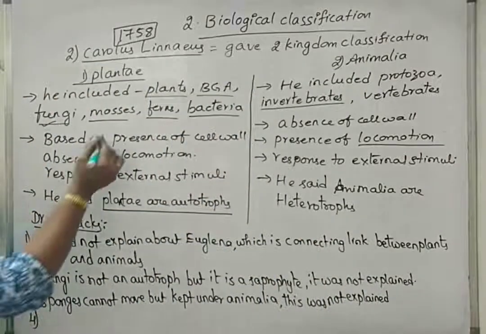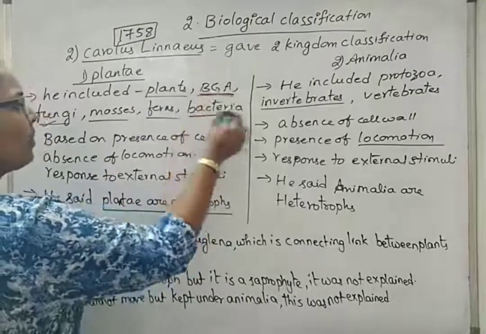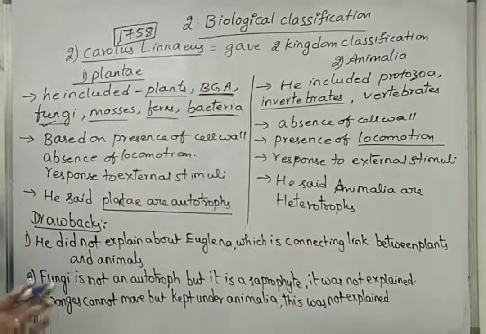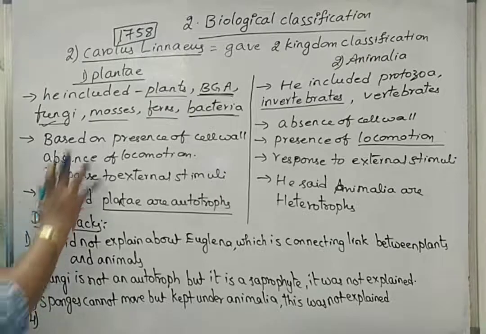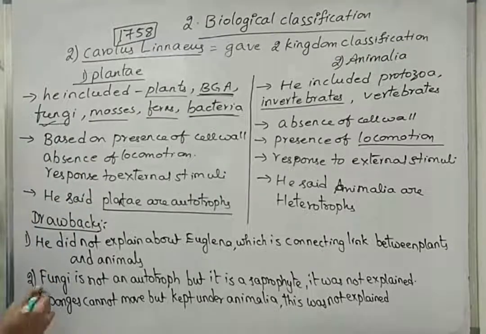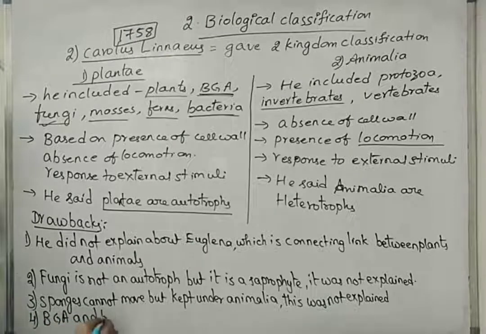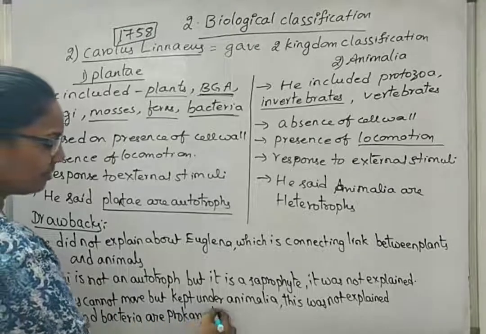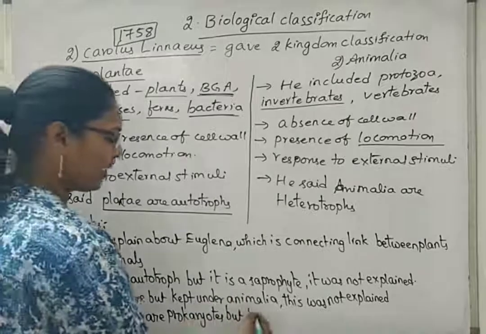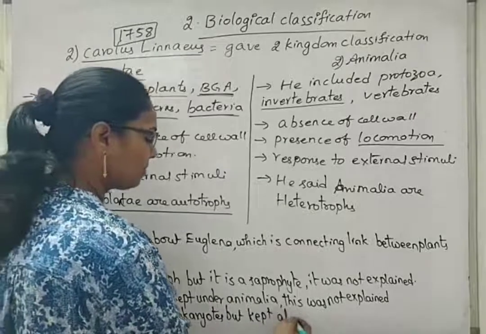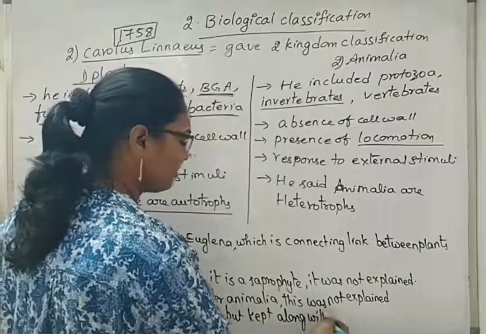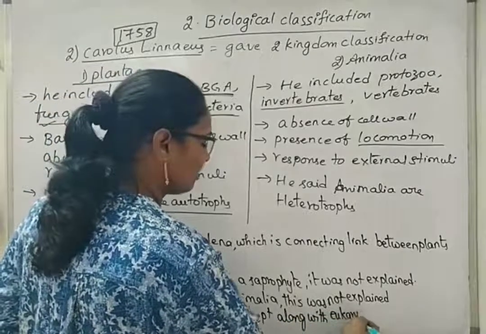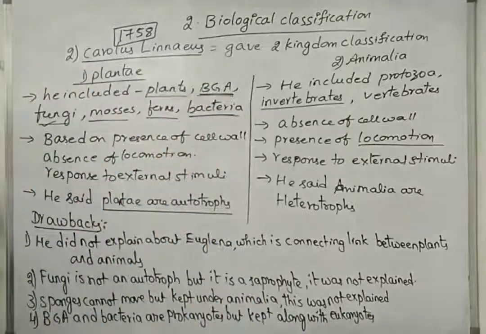Next, here we see blue-green algae and bacteria. Those are prokaryotes, but kept here along with eukaryotes. This was also not explained.